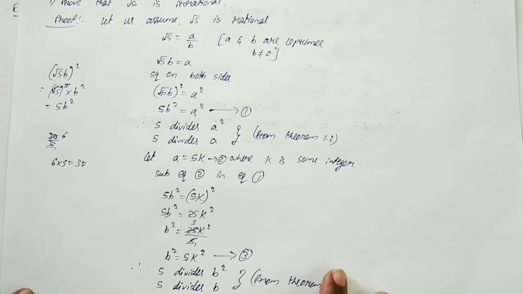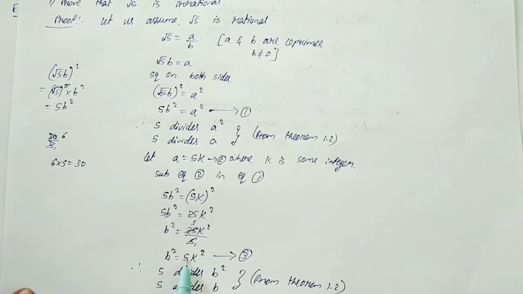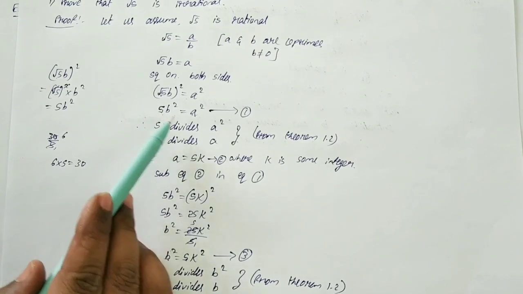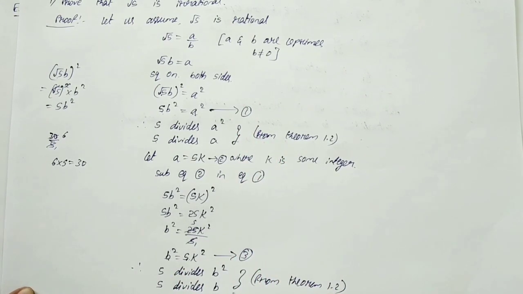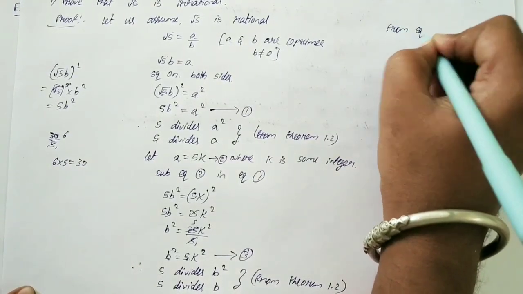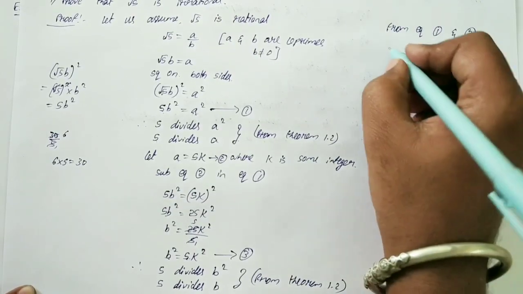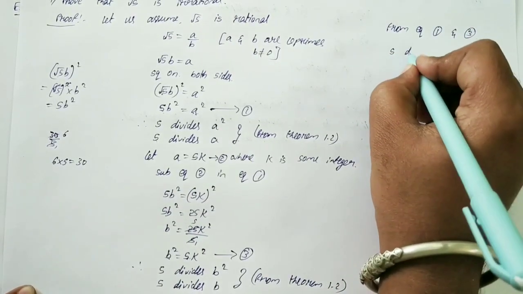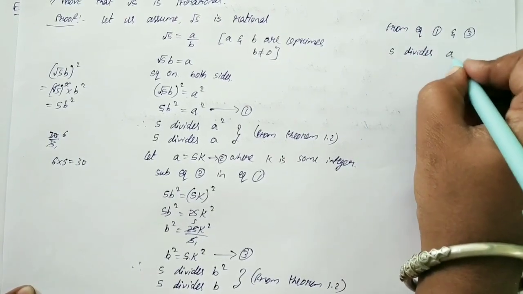From equation 1 and equation 2, we came to know that 5 is a common factor of a square in equation 1, and also 5 is a factor of b square in equation 3. So from both the equations, 5 is a common factor for both a and b, right? So from equation 1 and 3, 5 divides a and b.